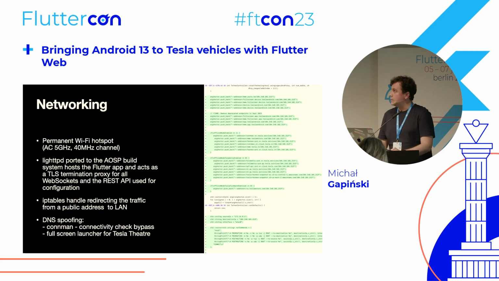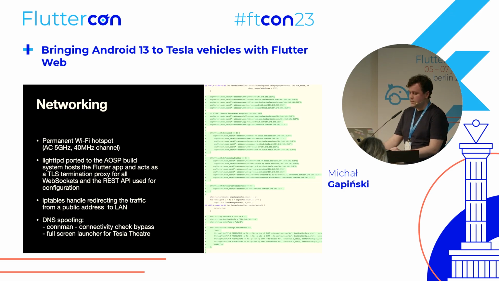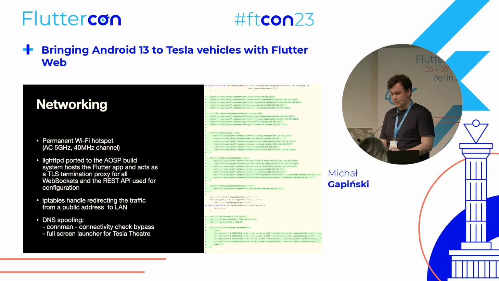Let's talk about the core components which are required to get it all working. The device broadcasts a 5 GHz AC Wi-Fi network, which cannot be disabled at any point, and this is the gateway to the system. I had to cross-compile a standard web server that is normally used for Linux servers, and it acts as a TLS termination proxy for all the WebSockets and my REST APIs, because secure context is sadly required to access most of new web APIs.